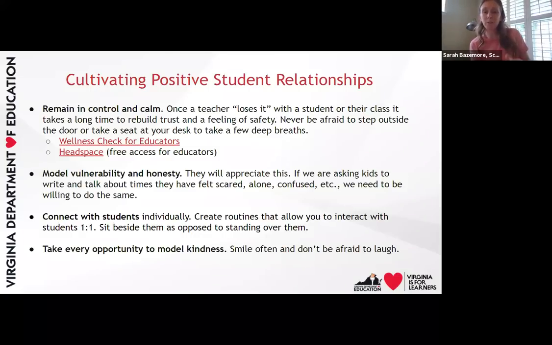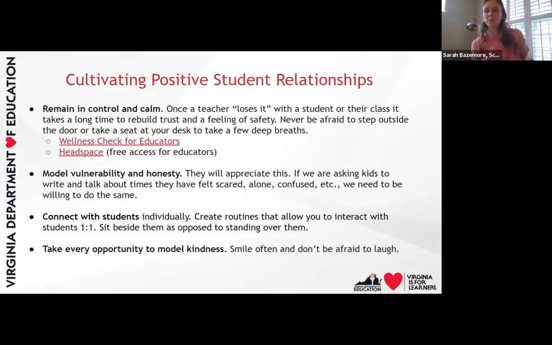And then also finding ways that you can connect with students one-on-one. Recognizing those opportunities where you can embed a routine or a system where you can have even 2-minute conversations with students on a regular basis, one-on-one, is so important, and something that a lot of times kiddos don't get is that one-on-one adult attention.